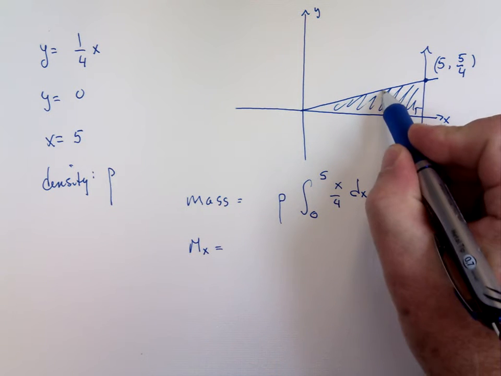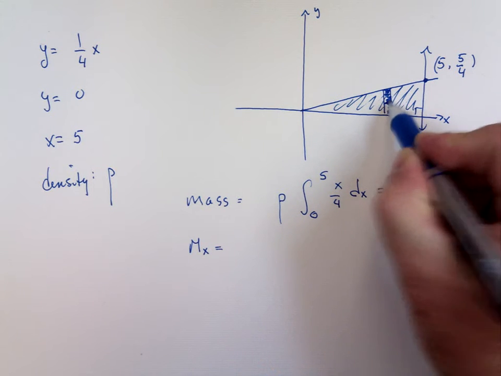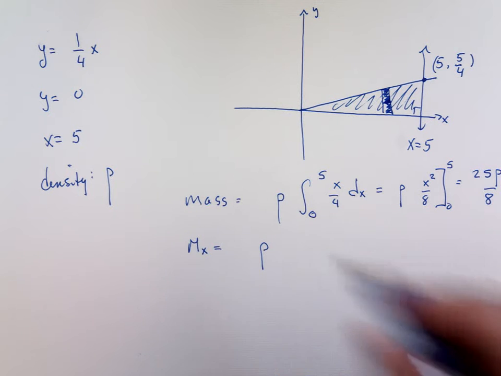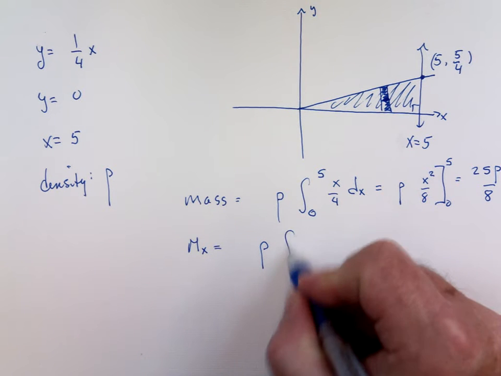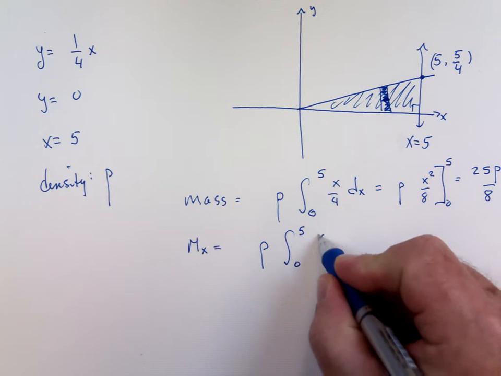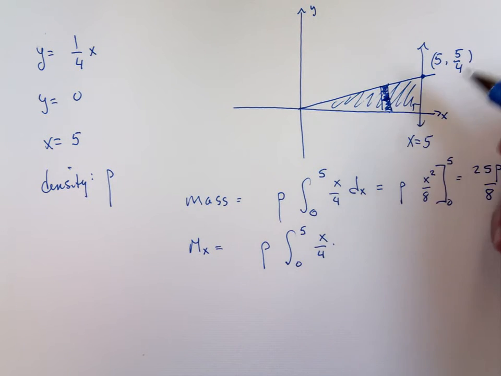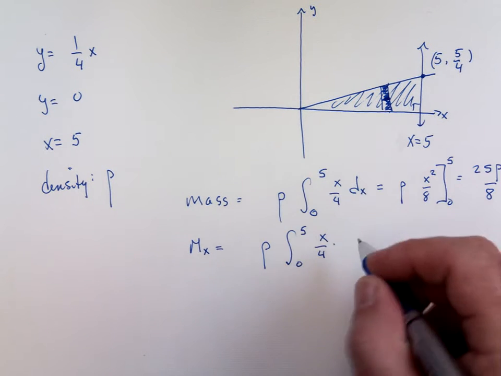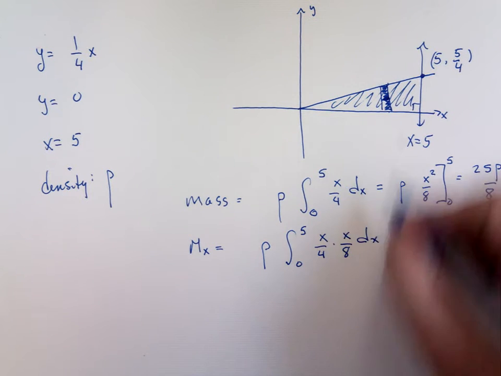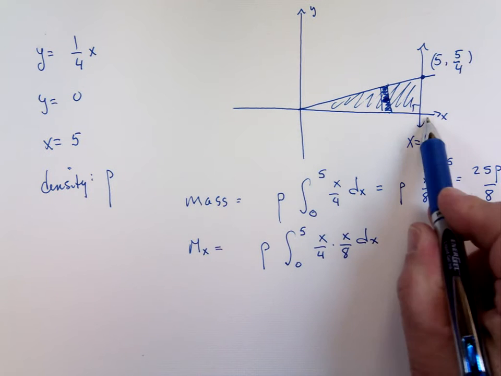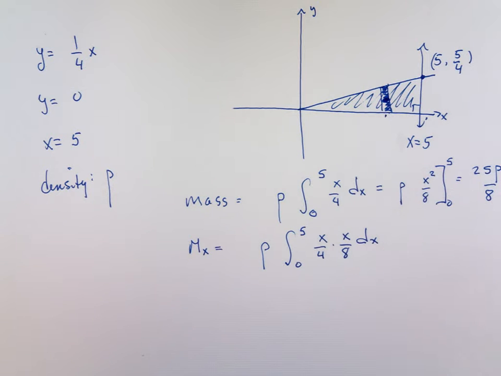Moment from the x-axis. We said what we would do is take the midpoint right here, because we need a mass times a distance for the moment from the x-axis. A moment is a mass times distance. We need the distance, and we said we take the midpoint of this rectangle. Well, the midpoint of that rectangle is the x over 4 divided by 2. So it's x over 8. That's the midpoint. If this function were not 0, we would add the two functions and divide by 2. That's how you find the midpoint.